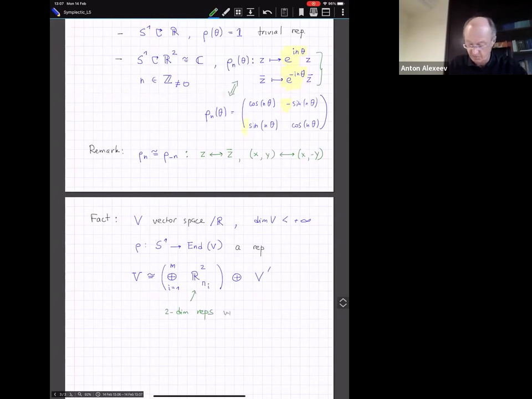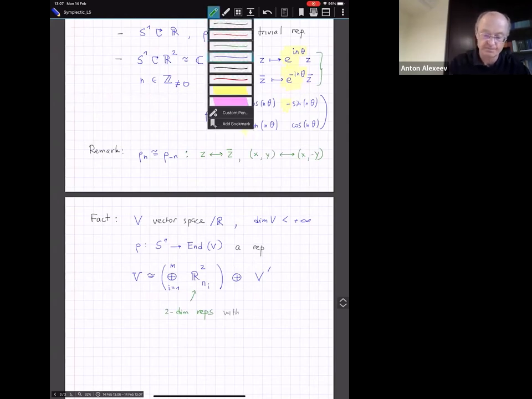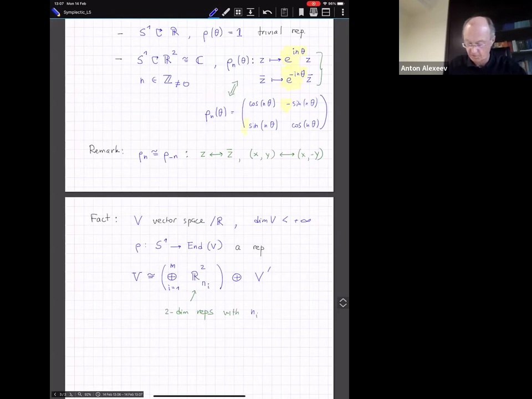Let's say this n_i is in Z positive, to count only once representations with n and minus n. Right, and V prime is a trivial representation, but now of arbitrary dimension. So a direct sum of trivial representations, as many as we want.